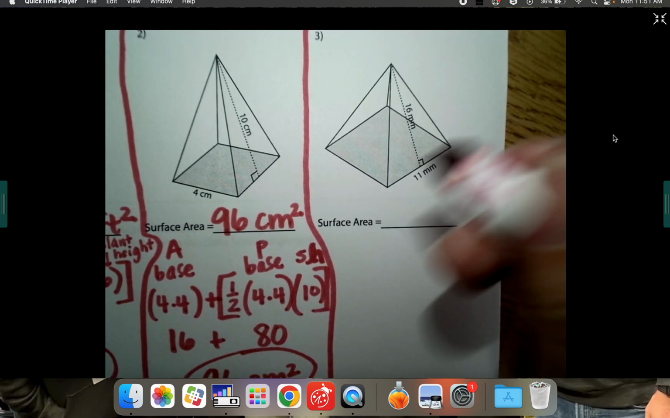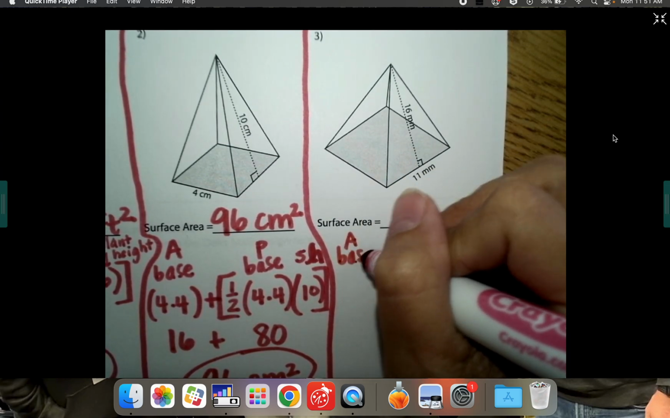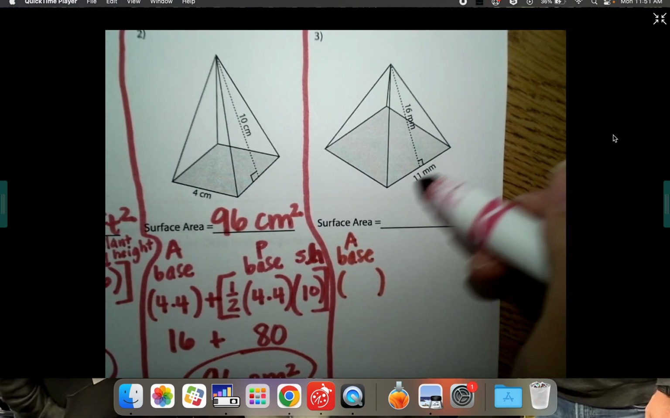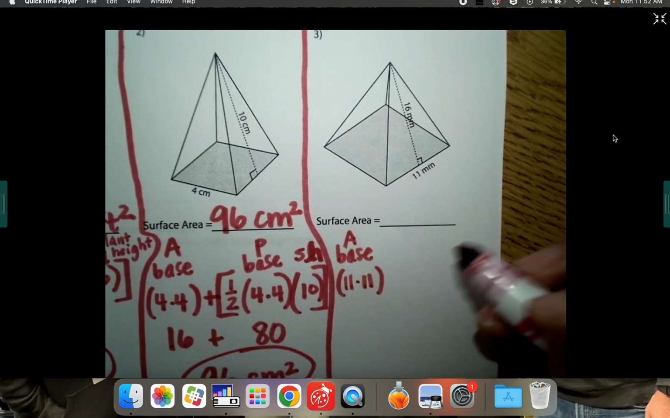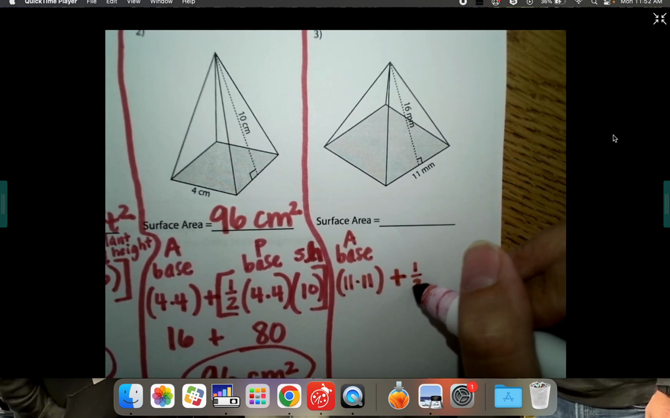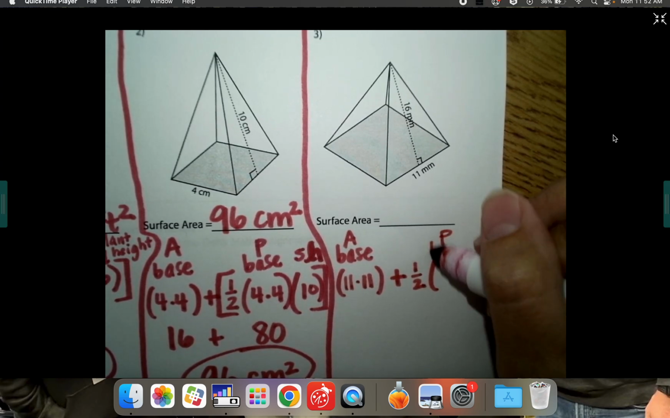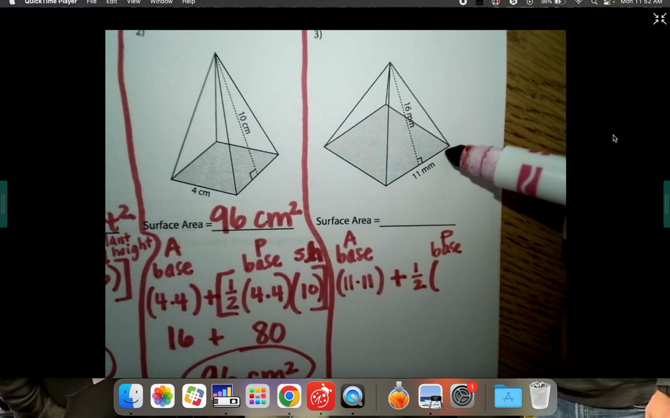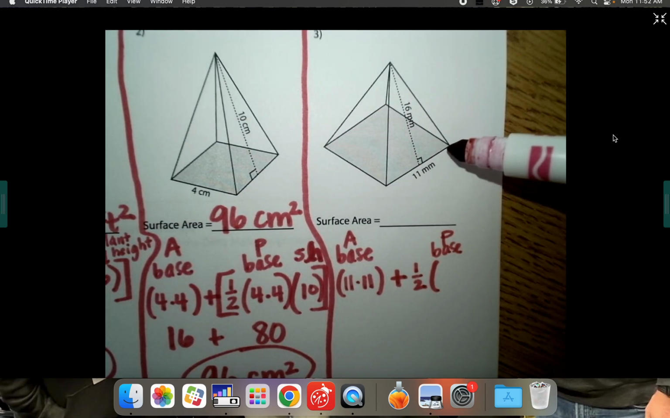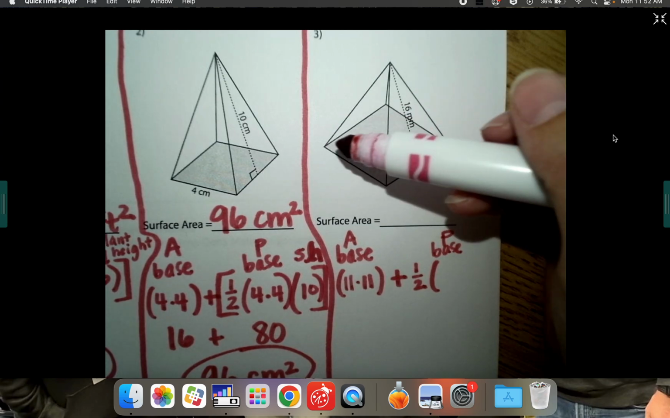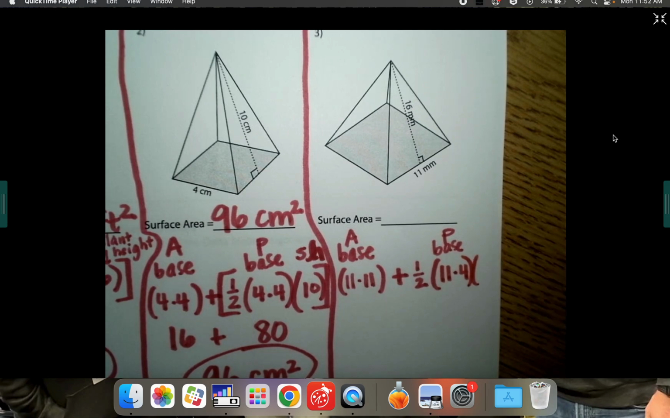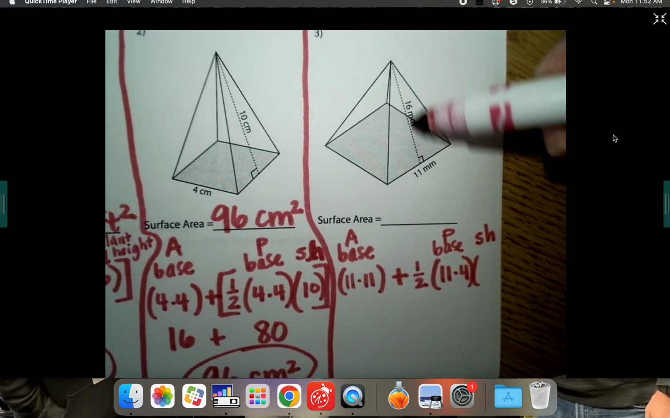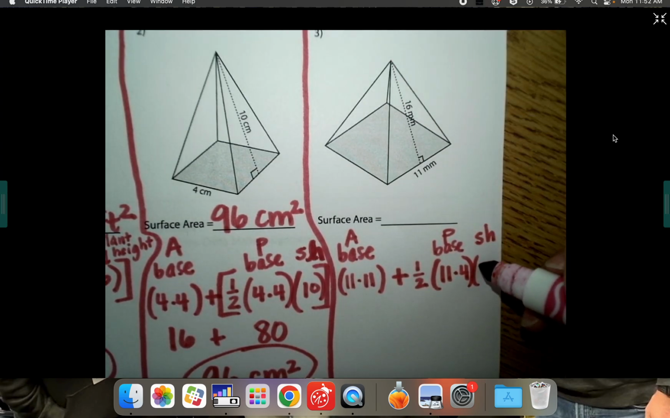That formula is area of the base, which in this case, our square base is an 11 by 11. So 11 by 11 plus 1/2 times the perimeter of the base, which the perimeter of the base is 11 plus 11 plus 11 plus 11, or 11 times 4 of them, since there are 4 sides in a square. So 11 times 4 times the SH, slant height. And the slant height in this shape is 16.